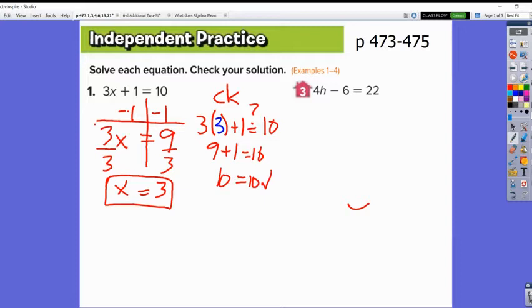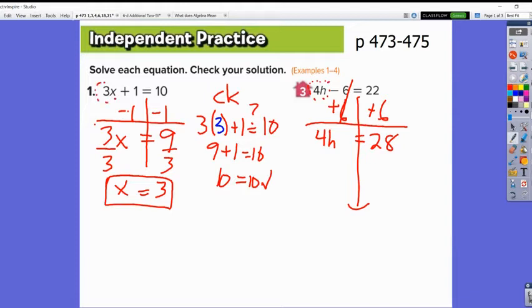Number 2, a subtraction. So in this one, we're going to add 6 to undo subtraction. We do it to one side, we do it to the other side. Again, these cancel each other out. We are left with 4h on this side, and over here, 28. I have not put in the bubble here for these. If you're a bubble person, I'll put one on problem number 1 also.